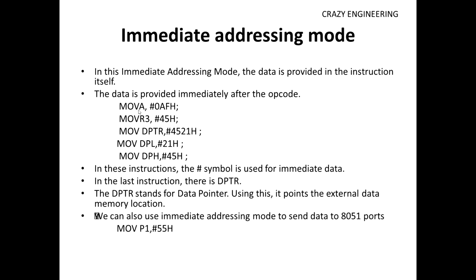You can also use the port address to move the data. In the last example below, you can see MOV P1, #55H. The data 55H is moved to the port P1. We can also use the other different ports to move the data from the source address to the destination address.